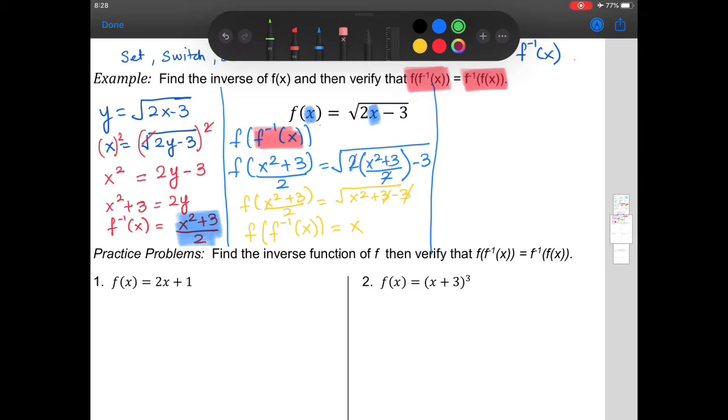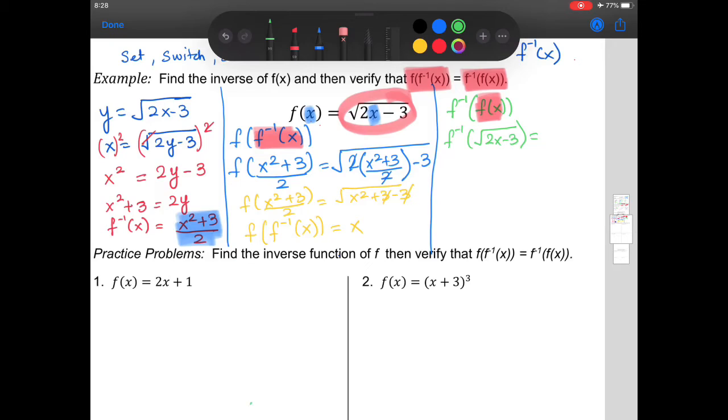So let's get started with that. So I'm going to start with f inverse of f of x. So in place of f of x, I am going to substitute what? My f of x function, right? Which is this, square root of 2x minus 3. So I'm going to rewrite it as f inverse of square root of 2x minus 3.